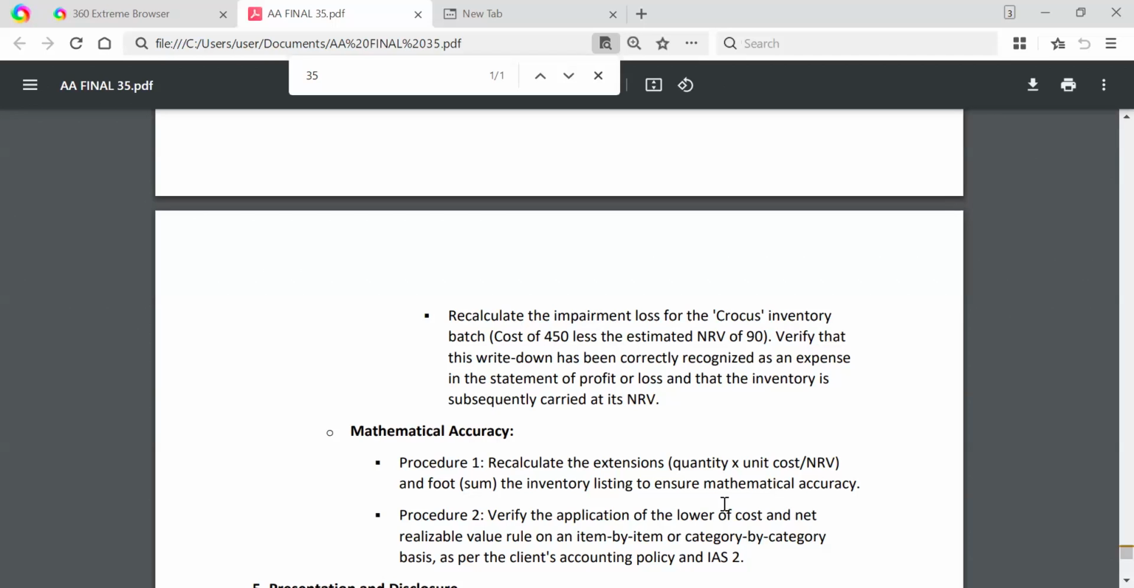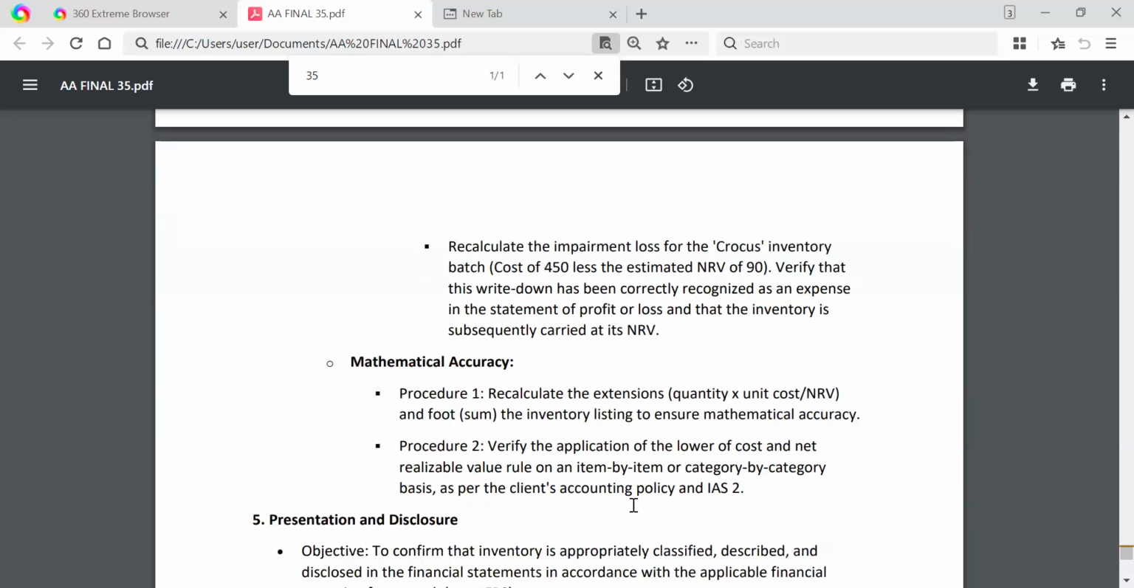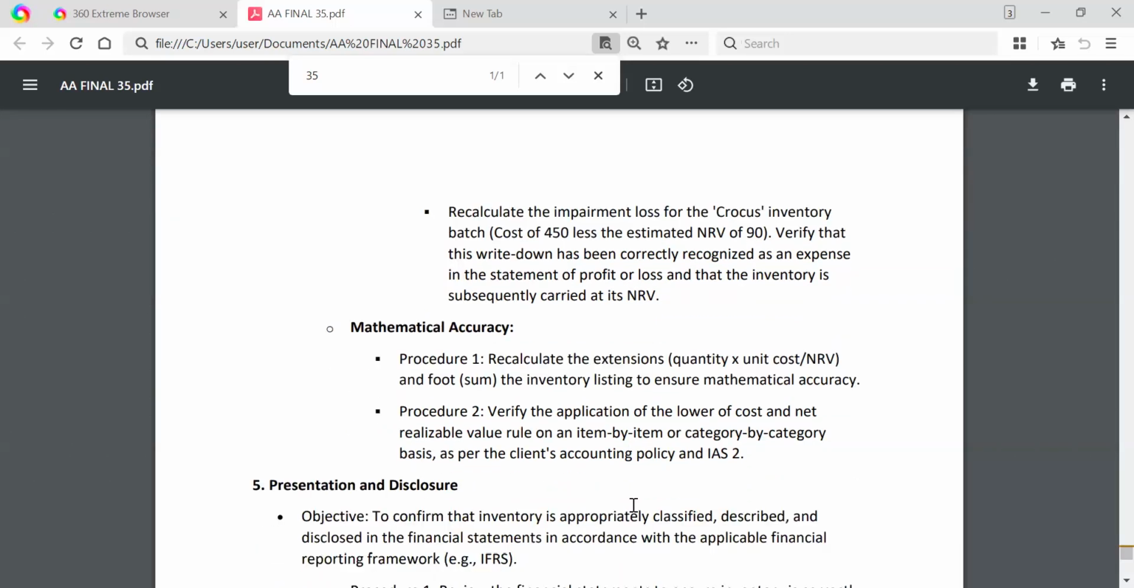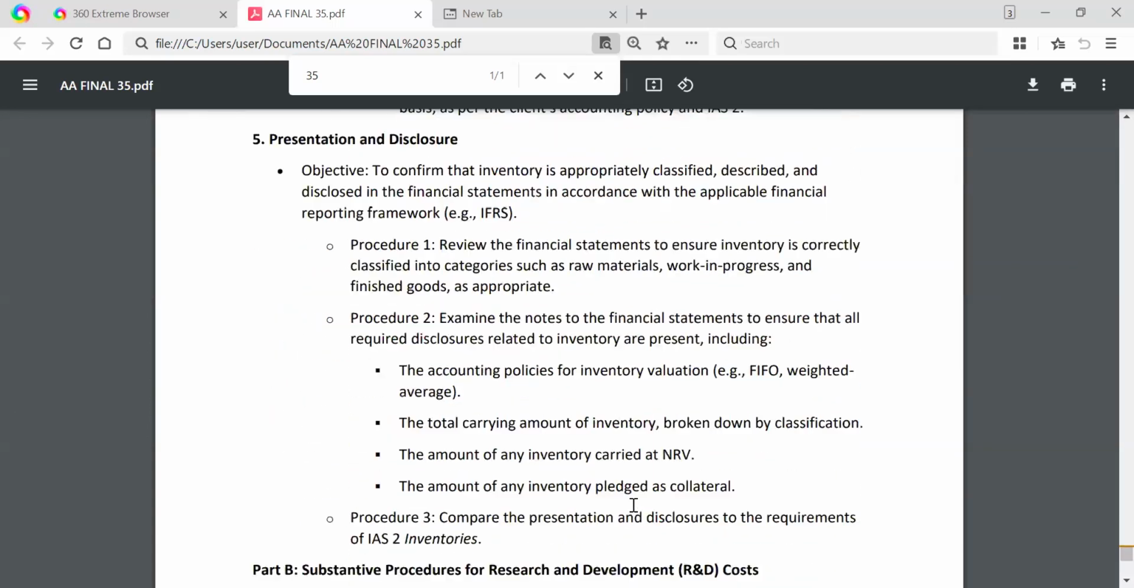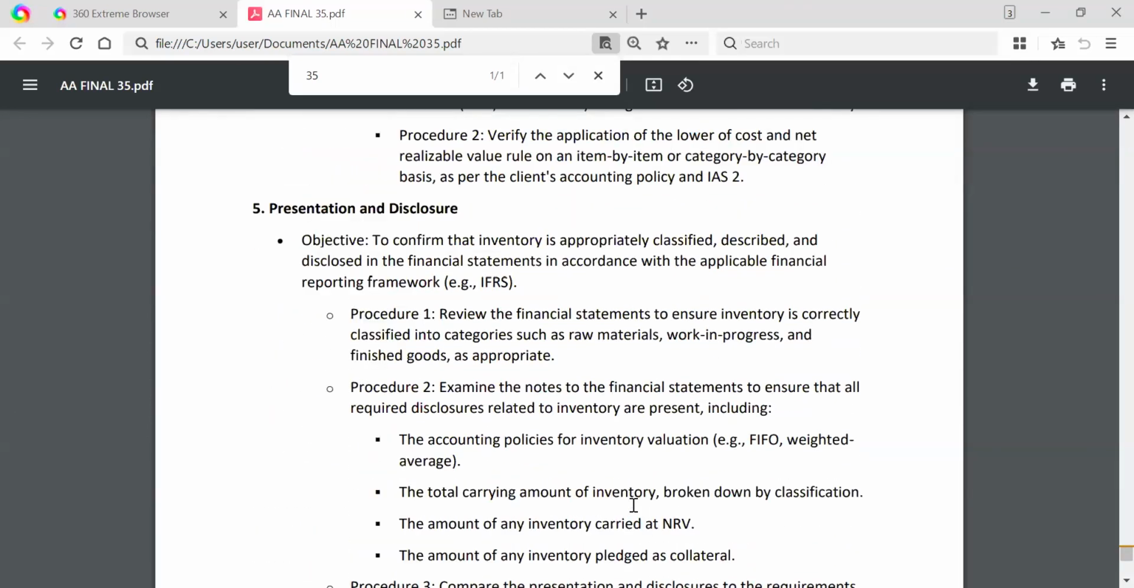Procedure number 2, verify the application of the lower of cost and net realizable value rule on an item-by-item basis. Then we have, lastly, I hope this is the very last one, presentation. Yes, this is the last one normally, presentation and disclosure. So the presentation, of course, how have they presented the inventory items?